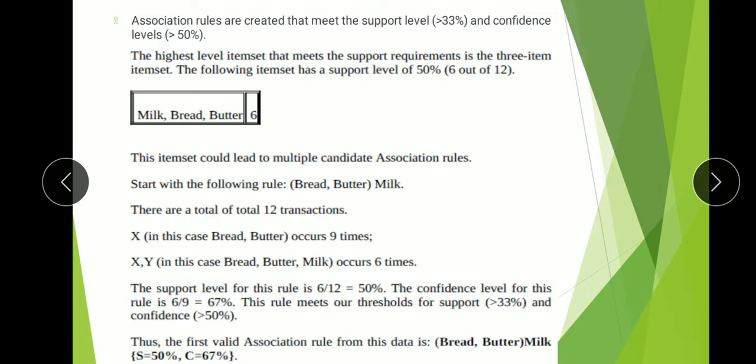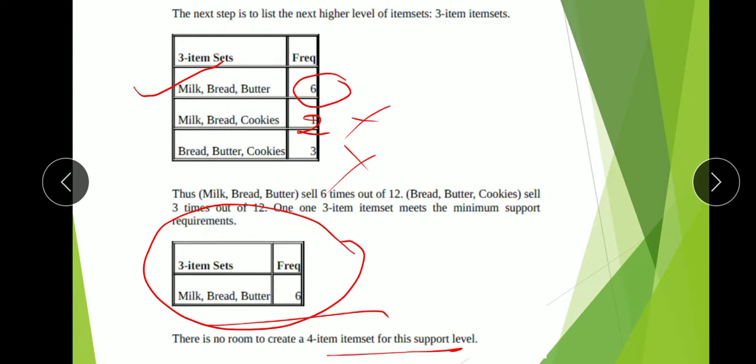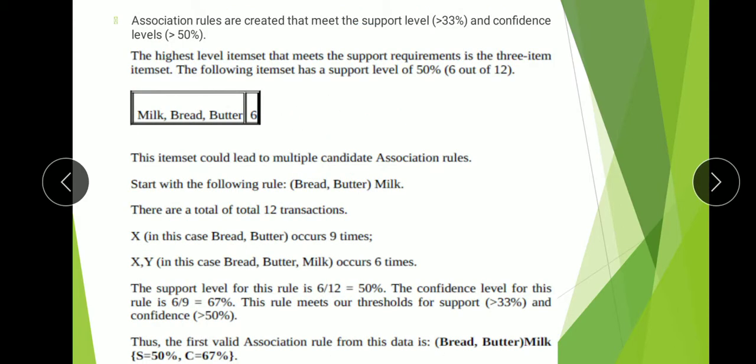Association rules are created that meet support level greater than 33% and confidence level 50%. So while creating the association rules, we have to look at the support level as well as the confidence level. While generating these tables we did not bother about confidence level, but while creating association rules we have to look at the confidence level also. Okay. Let us start from the highest level item set, that is 3 item sets, milk, bread and butter.